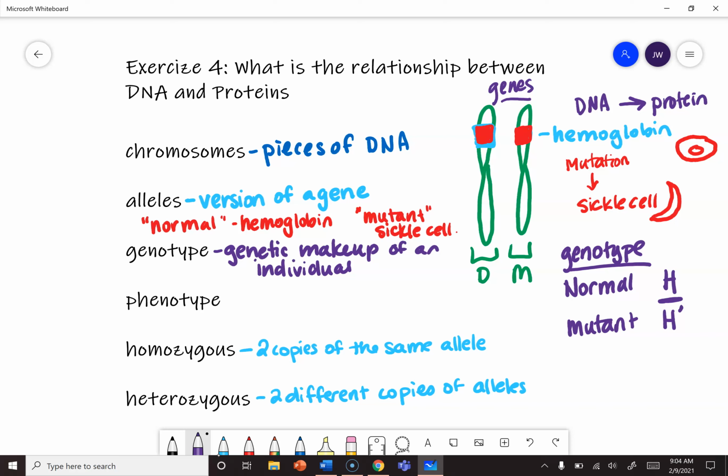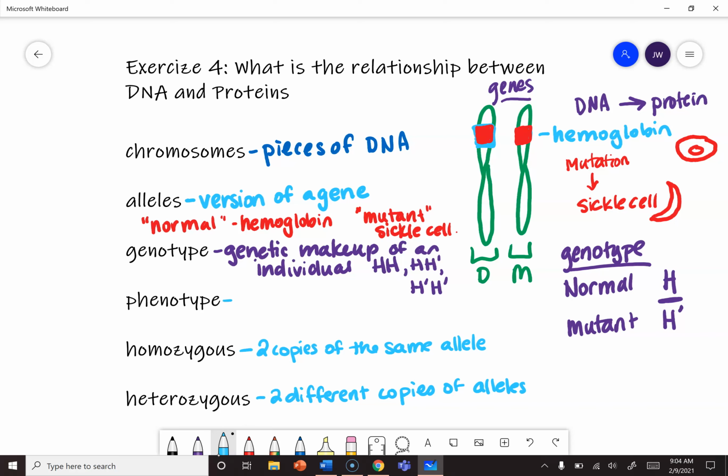Notice I put a little apostrophe up there. So an individual might be homozygous for the normal. They might be heterozygous, one copy of each type, or they might be homozygous for sickle cell, two copies of the sickle cell allele. That is their genotype, their genetic makeup. So it's basically the notation for the alleles that we're talking about.